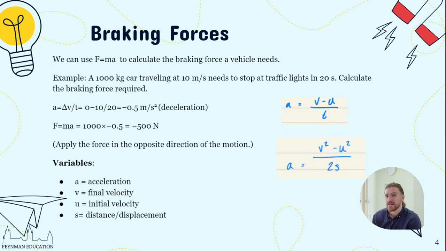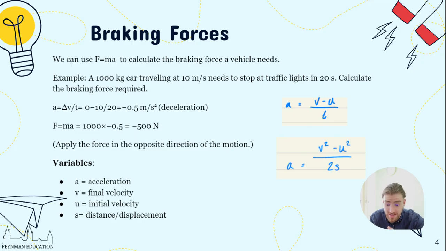So how do we calculate this braking force? Okay, so we're going to use the calculation force equals mass times acceleration. Okay, but first let's look at this example. So a 1,000 kilogram car traveling at 10 meters per second needs to stop at a traffic light in 20 seconds. To stop means to come to a velocity of 0.